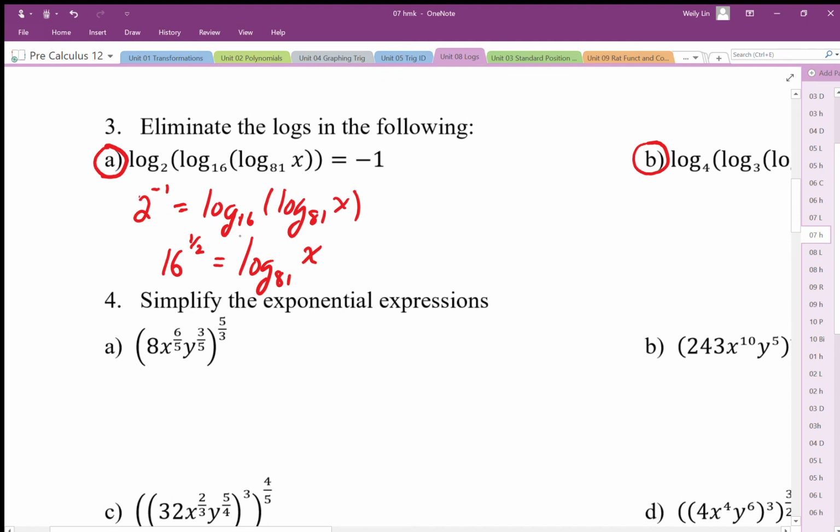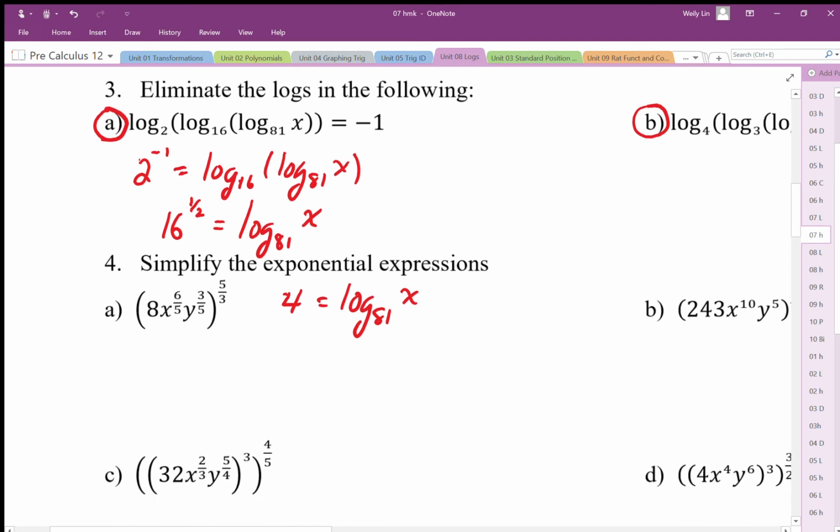All right, so there is the next step here. So I need to then do the actual square root. So I'm just going to do it down here. So the square root of 16 is 4 and it becomes log base 81 of x. I can now get rid of that last log by using again the definition of log. 81 to the power 4 equals x. Okay, so there's my solution here.